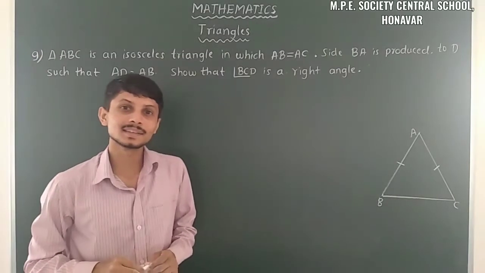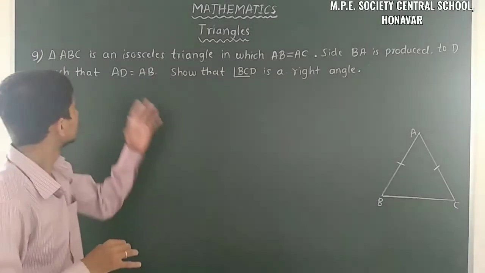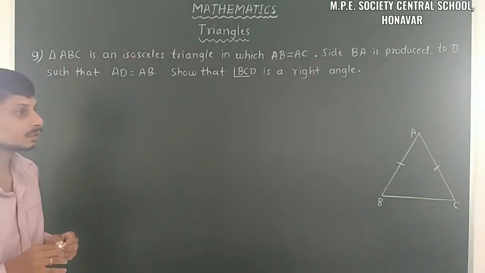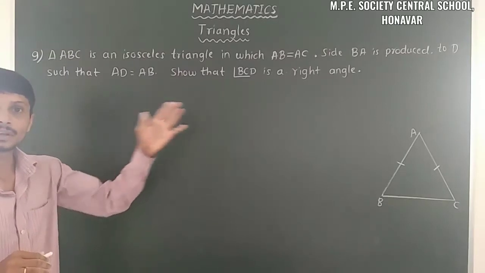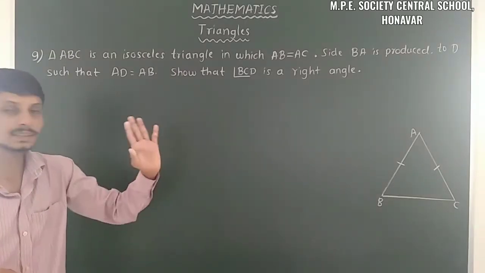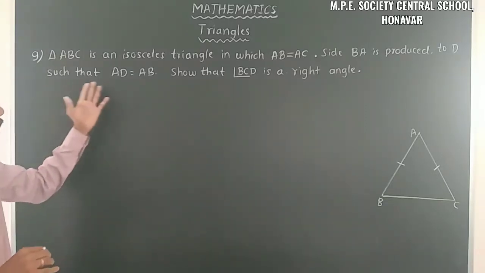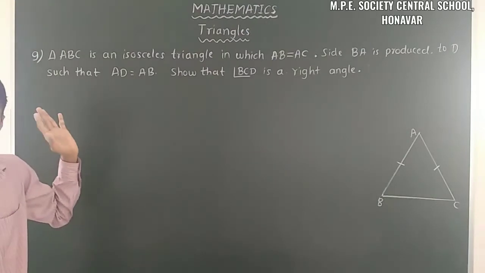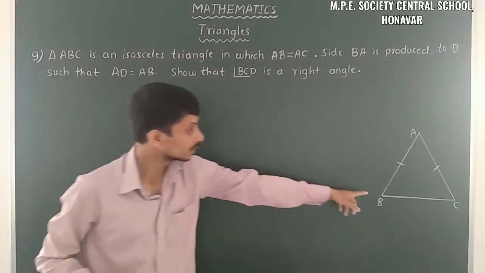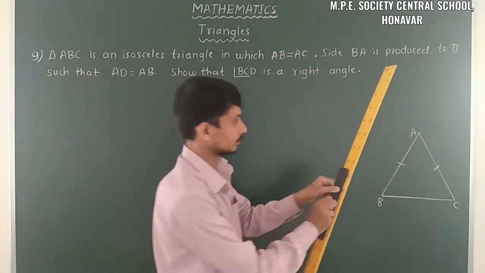Let us take the 9th problem of this part. The problem tells us that triangle ABC is an isosceles triangle in which AB is equal to AC. Here we have the isosceles triangle ABC. Here AB and AC, those two sides are equal. Side BA is produced to D such that AD is equal to AB. That means we have to produce this BA up to D such that this side and that side, those two are equal. So let us take that one.